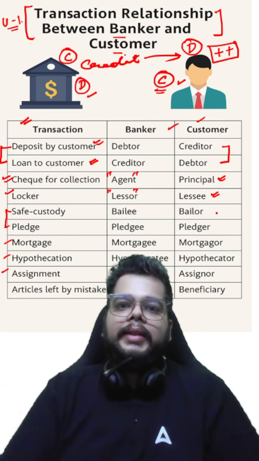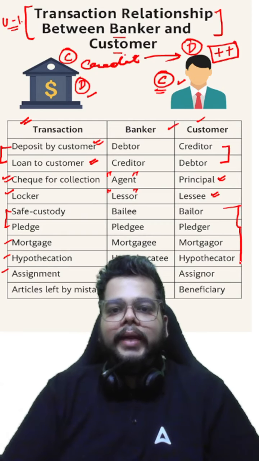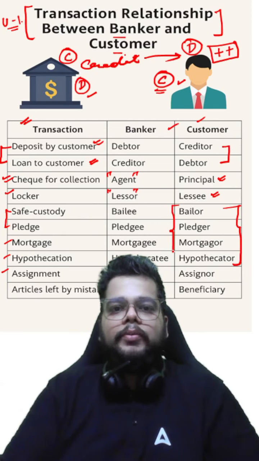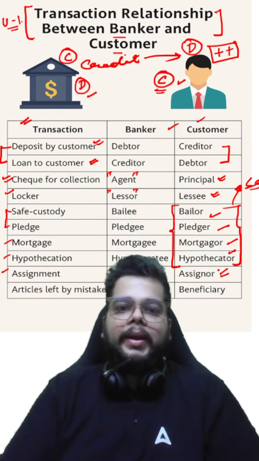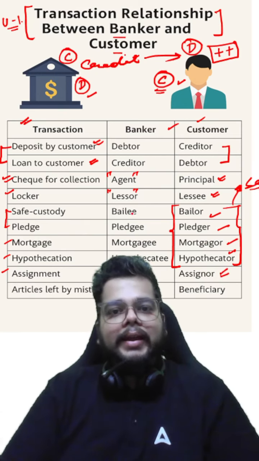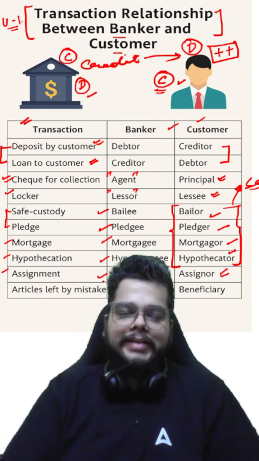But as soon as we move on to the safe custody, pledge, mortgage, hypothecation, or the assignment, always remember that the customer will be providing certain documentary proof or certain documents, certain valuables as security. So the customer will be bailor, pledgor, mortgagor, or hypothecator, or for that matter, assignor as well. And the banker will be bailee, pledgee, mortgagee, hypothecatee, or the assignee.